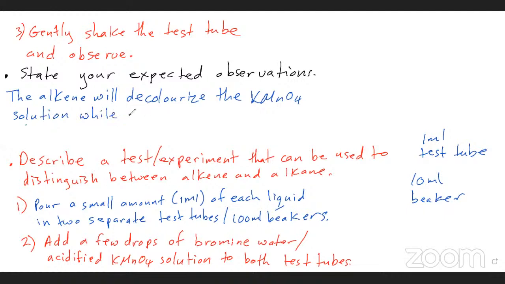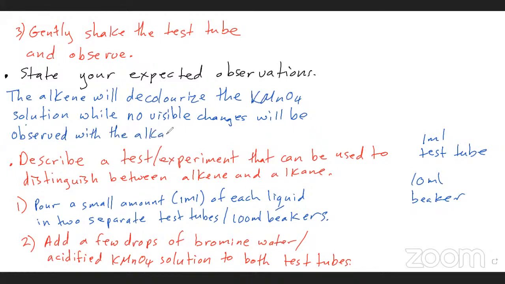While no visible changes will be observed with alkane. Or you can say it will remain purple. Not purple, it's, yeah, permanganate I'm using, right? It will remain purple. Yes, it's oxidation. Will remain purple in the alkane.